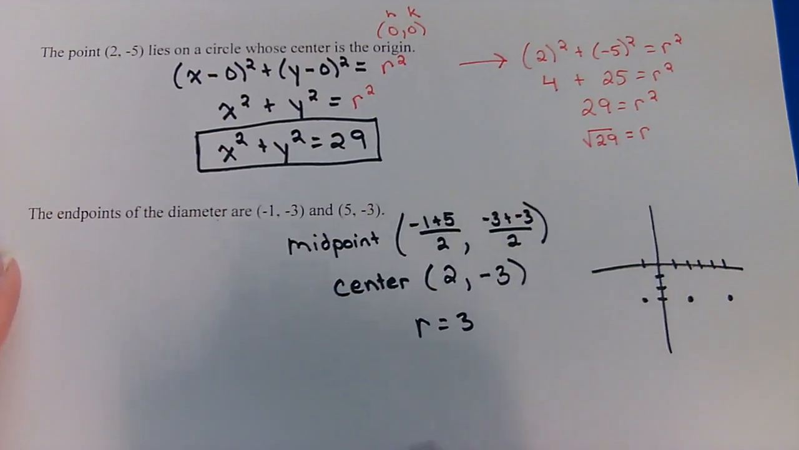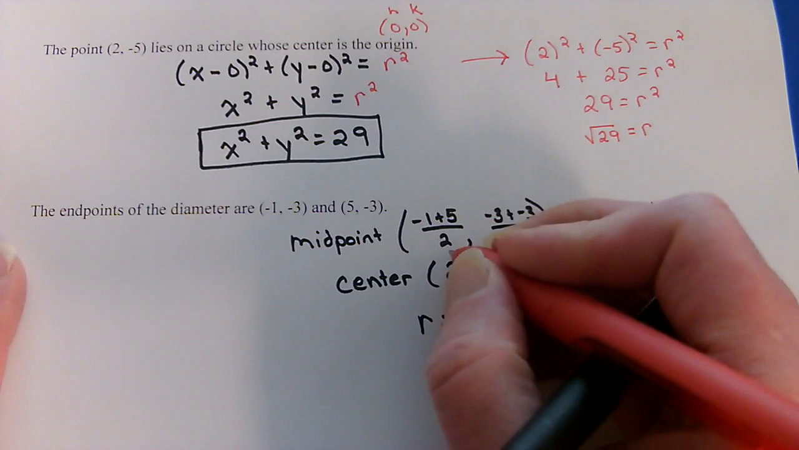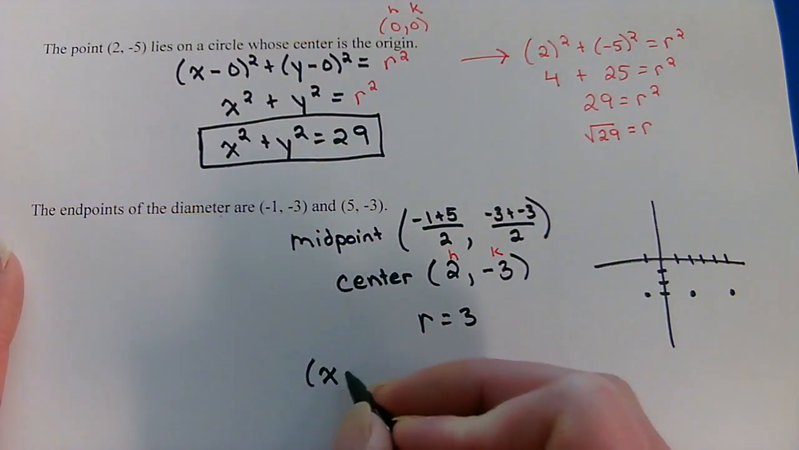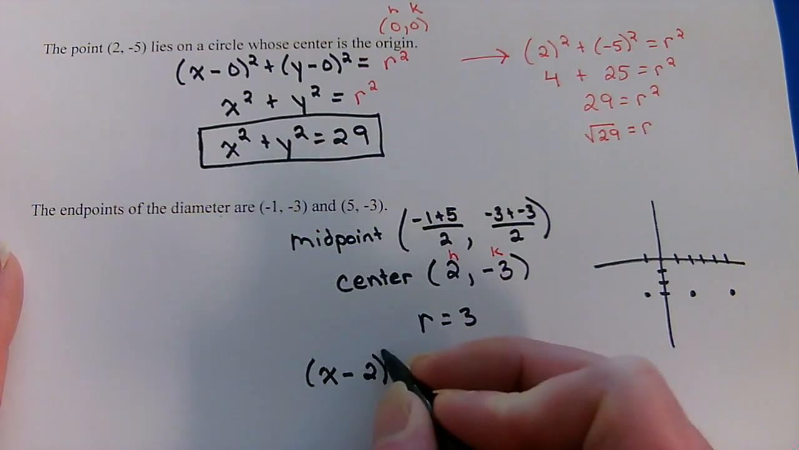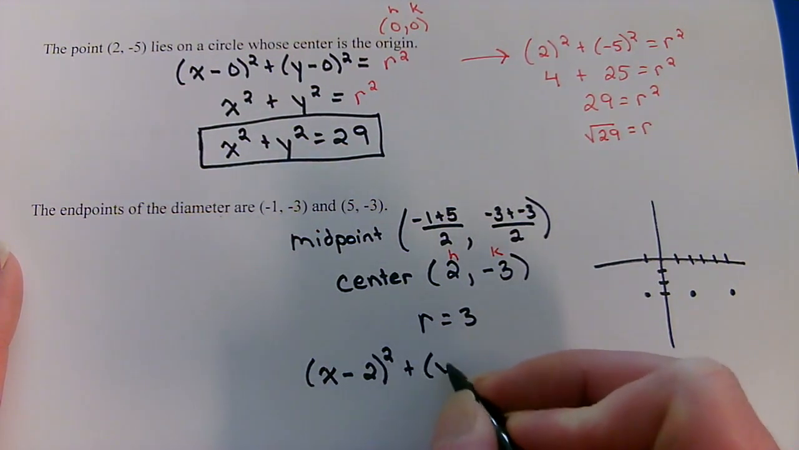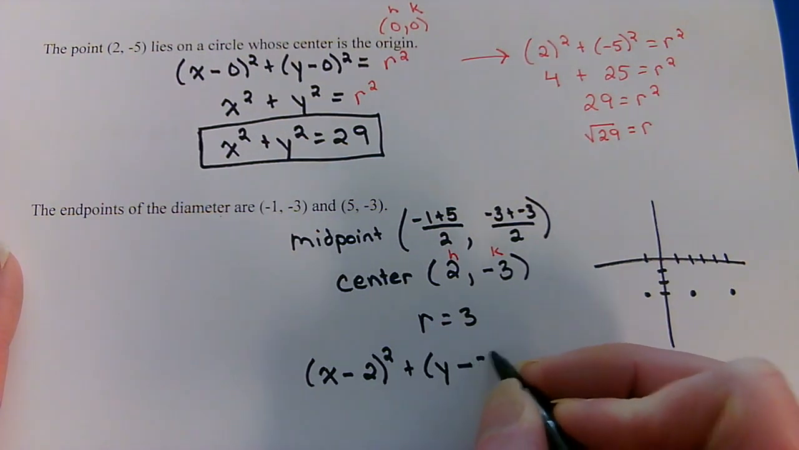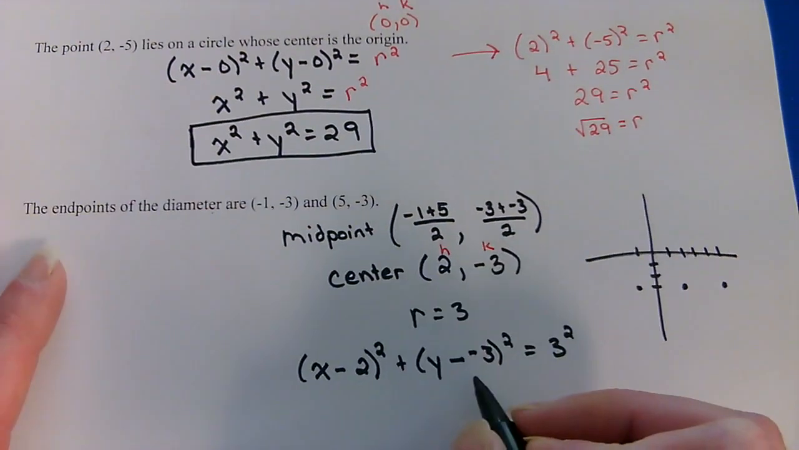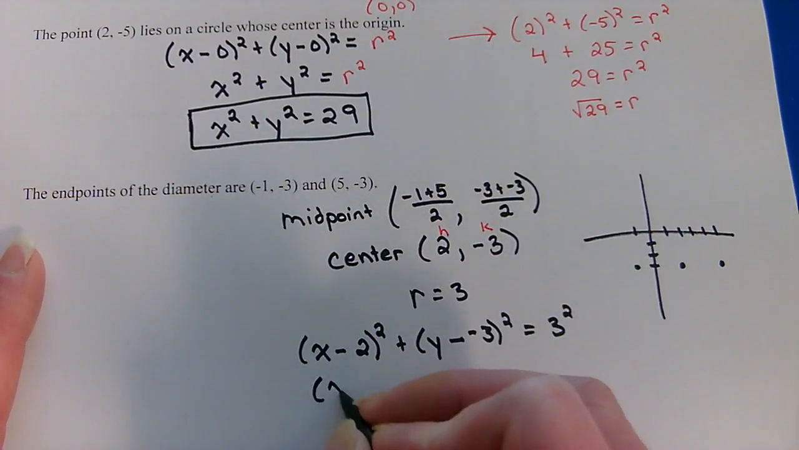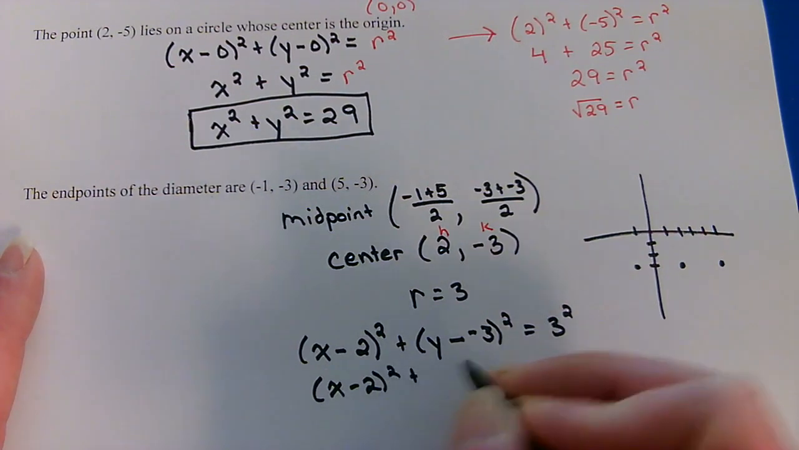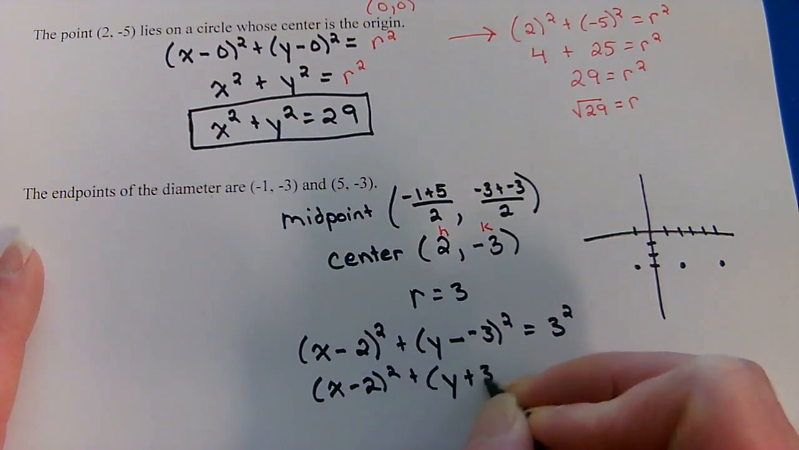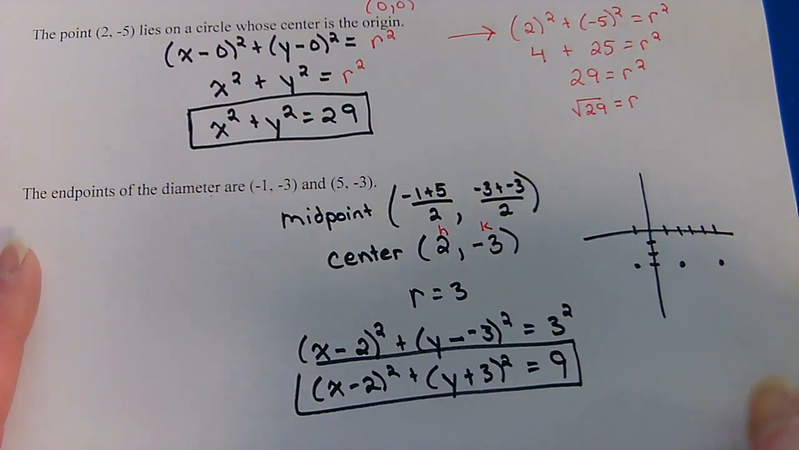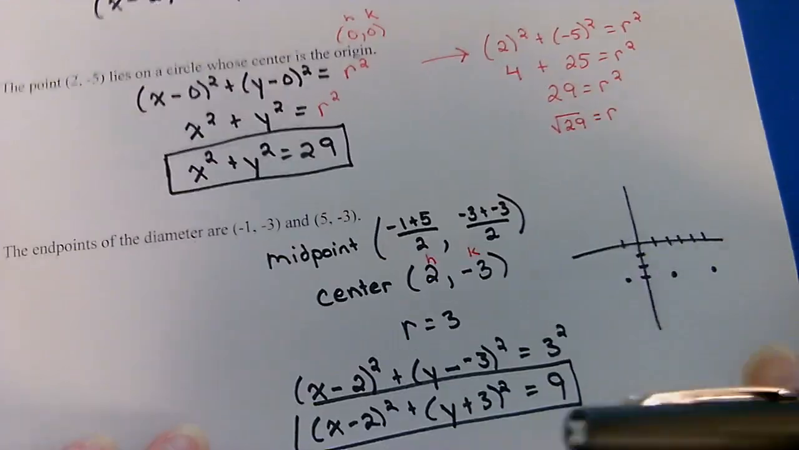Now I can write my equation. This is going to be my h and my k. So I have x minus h plus y minus a negative 3 equals r squared. Now be careful here, when I subtract a negative, that is going to turn into a plus. Let's continue.